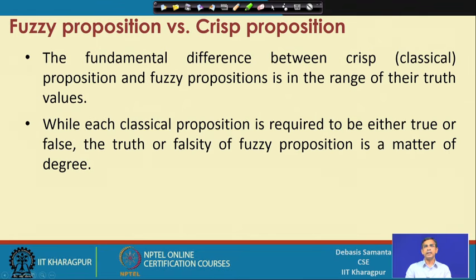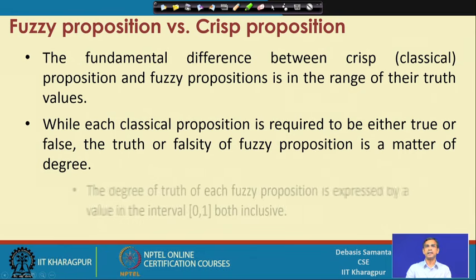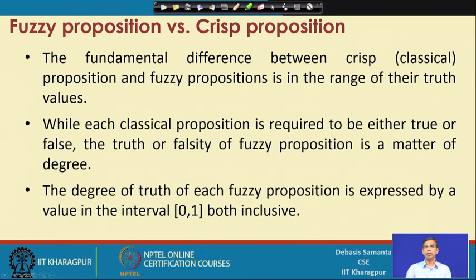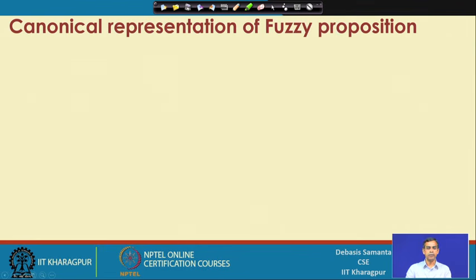Here we can see that a crisp proposition requires either a true or false value to be returned. A fuzzy proposition can return any value between 0 and 1, and this value signifies the degree of strength of the resultant proposition. So, the degree of truth of each fuzzy proposition is expressed in the range 0 to 1, both inclusive. This is the difference between the fuzzy proposition and the crisp proposition: a crisp result is always 0 or 1, while a fuzzy proposition can take any value between 0 and 1 inclusive.